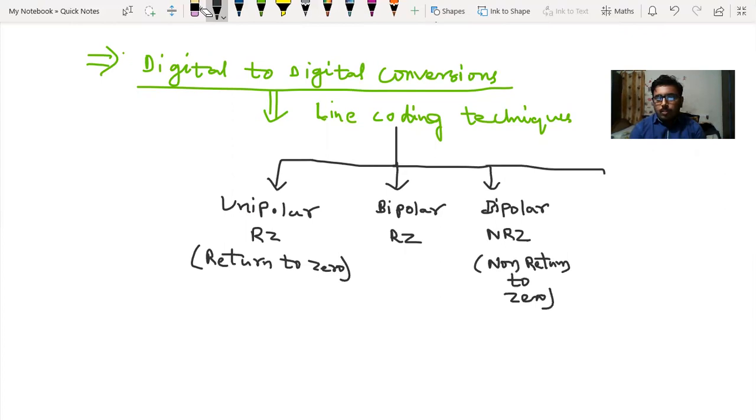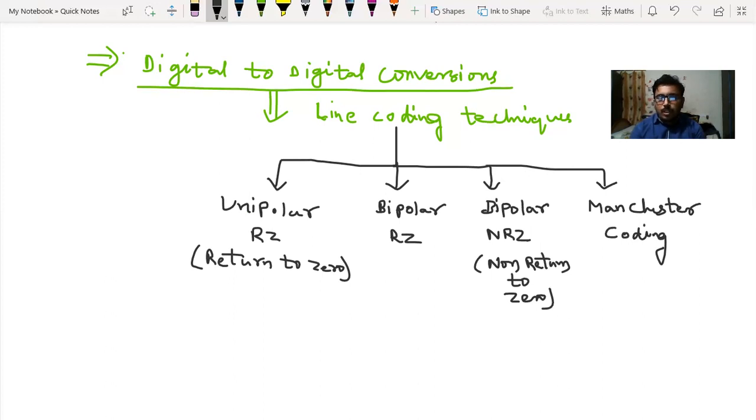And we are also having Manchester coding. Okay, so Manchester coding techniques. And we may also have the differential Manchester also in this. So Manchester coding, differential Manchester coding will also come into the picture. Okay.